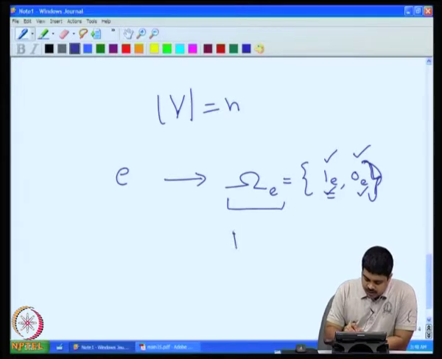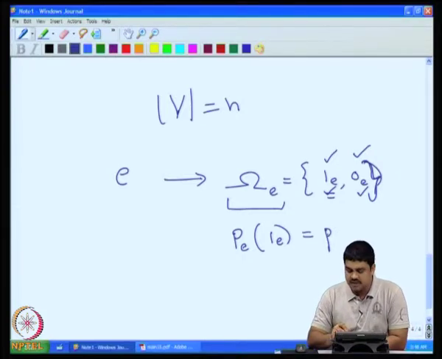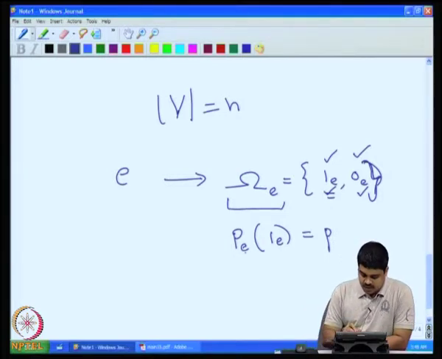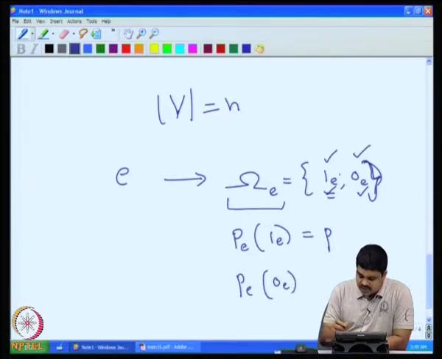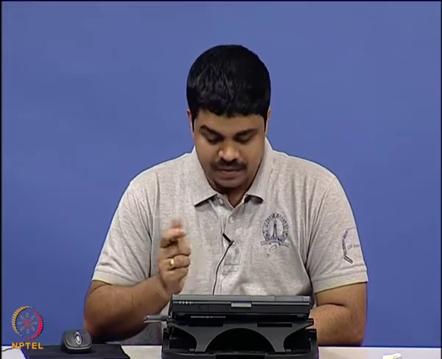See, the probability of the event 1_E happening, we say, is a value in between 0 and 1, let it be p, a fixed value p. And then what will be the probability of 0_E? Because the probabilities assigned for these two should add up to 1, this should be 1 minus p, typically called q. Now, this is a very simple probability space which we usually associate with coin tossing, same thing.